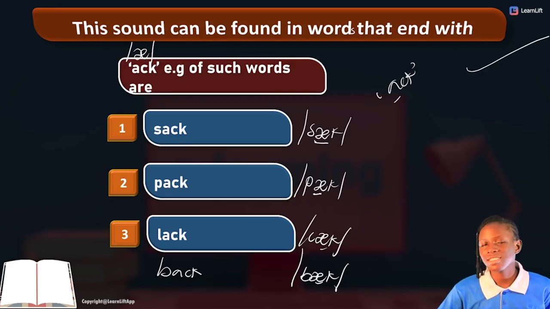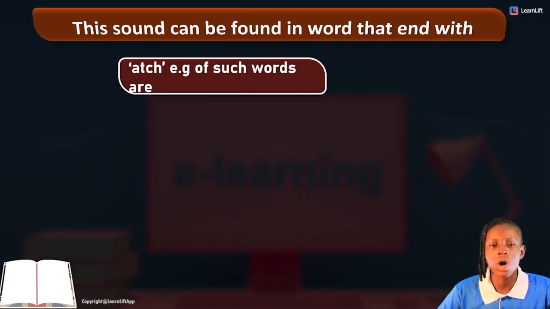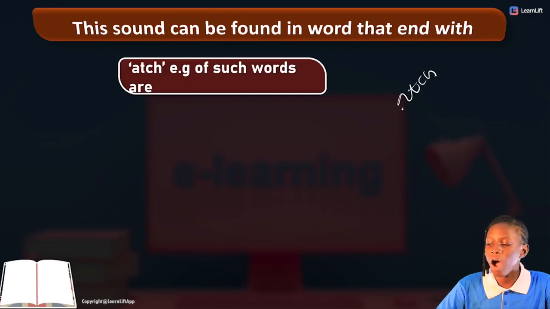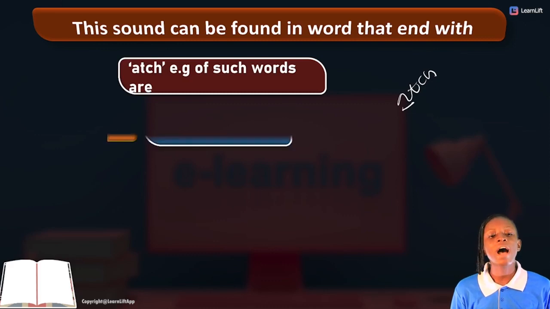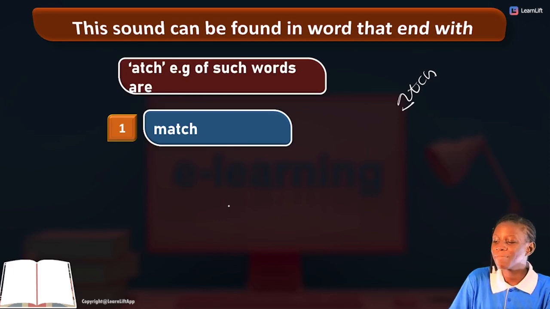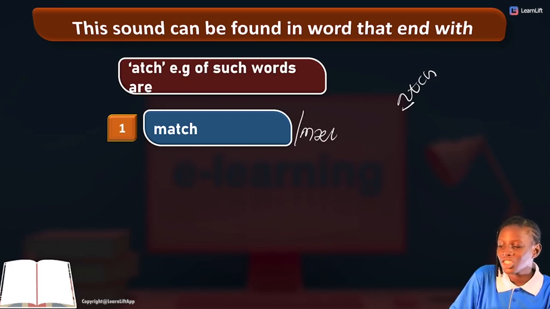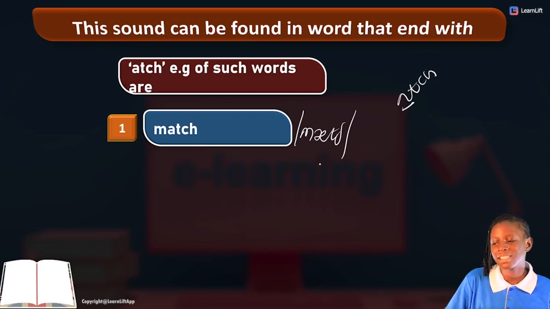Good. Moving on with the next example, this sound can be found in words that end with ATCH. So most words that end with ATCH have the short R sound here. So how true is that? Let's look at the examples that we've been given. We have one to be much. Now to be sure if this actually works, let's transcribe our much to look for a short R sound together. Much. And our next example, so you can say these are R sounds, right?